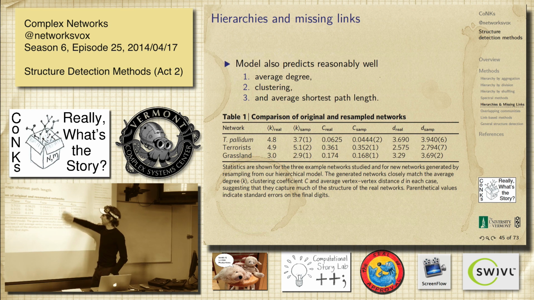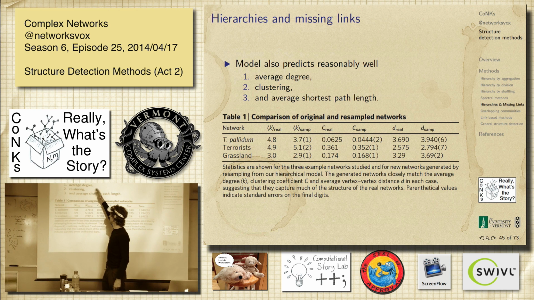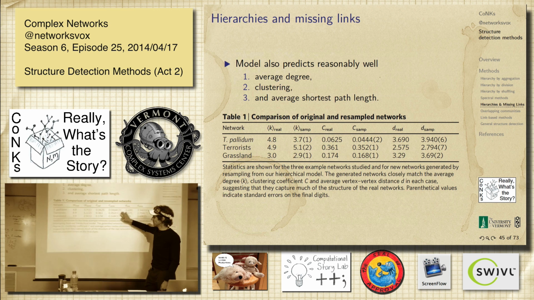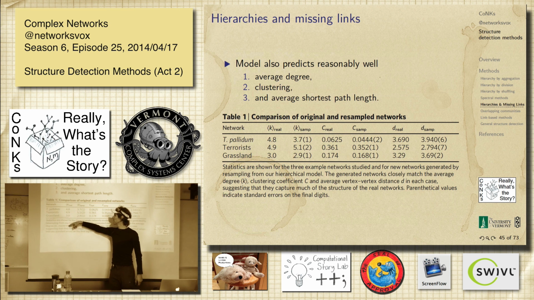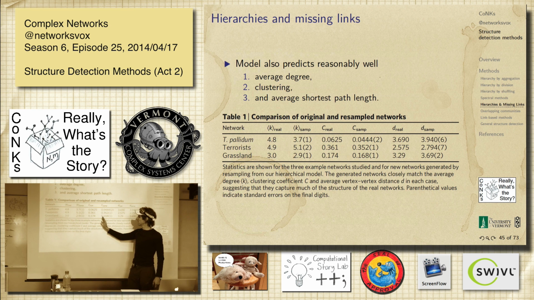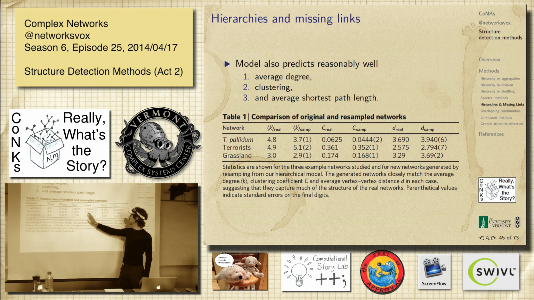So there's a couple of examples. They'll actually produce networks, as I said, so they can get out things like average degree and clustering and then compare them. And so this is an example of it. The real one for the average degree, the sample. So they're not the same, but they're doing not a bad job. So this is clustering, and this is the average shortest path.